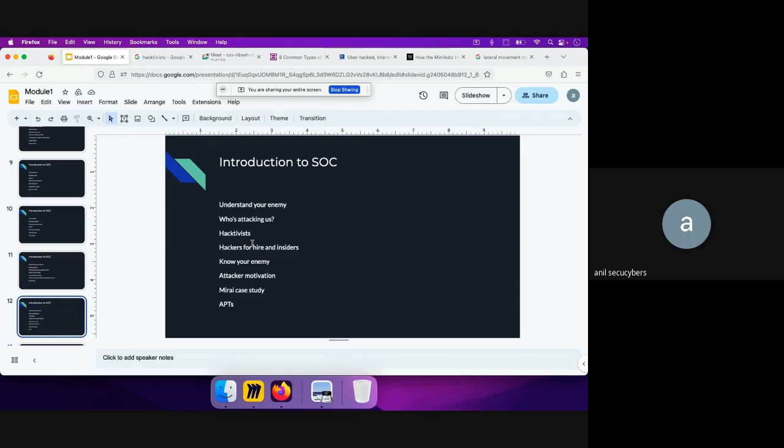And as I told, for the insiders, we have different kinds of controls in place, like DLP tools and user behavior analytics, which you can use to detect the malicious insiders. Now let's quickly go to the next section.